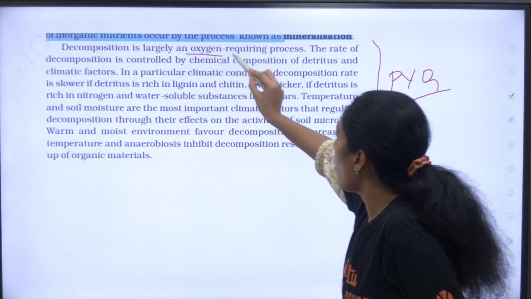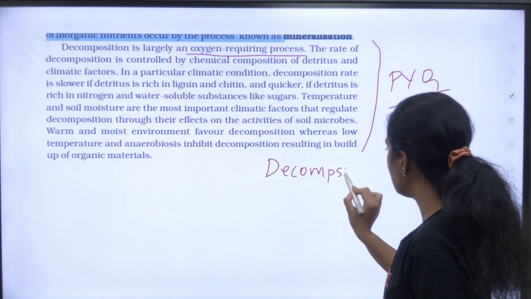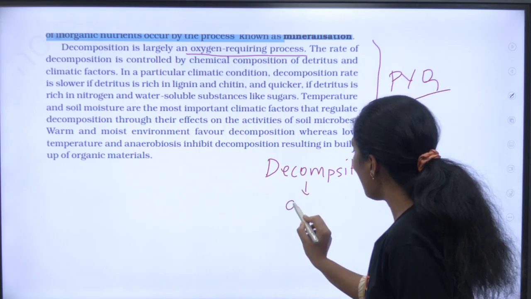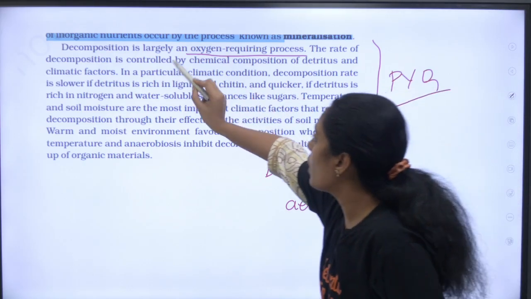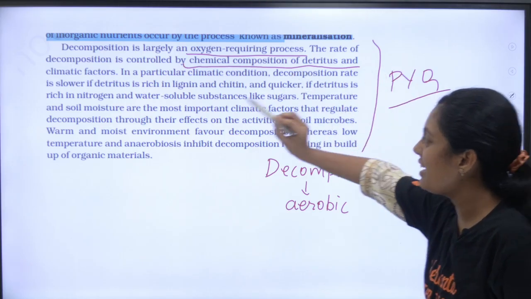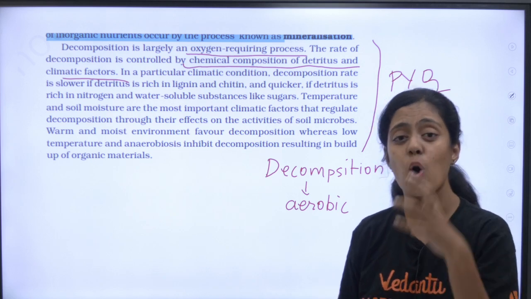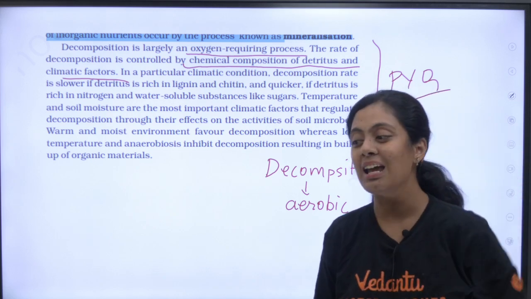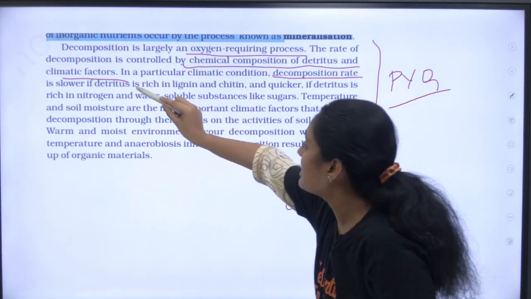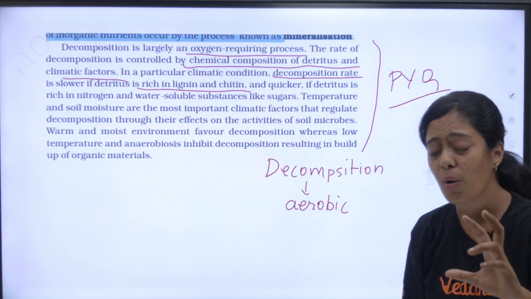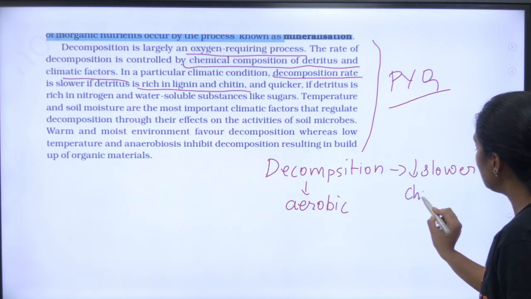Decomposition is a largely oxygen requiring process. Okay, what do you understand by that, students? This is an NCERT snip. Decomposition is an aerobic process, they say. It requires oxygen. The rate of decomposition is controlled by chemical composition of detritus and climatic factors. How fast decomposition takes place depends on the chemical composition of the detritus and also the climatic condition. In a particular climatic condition, decomposition rate is slower if detritus is rich in lignin and chitin. Very important.